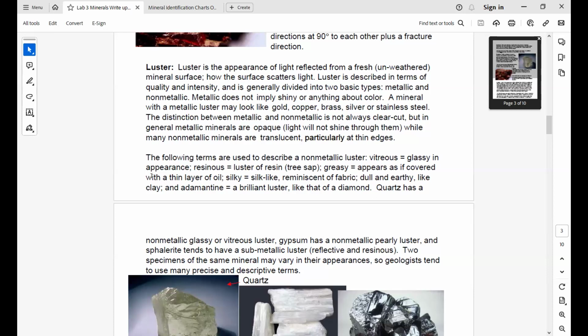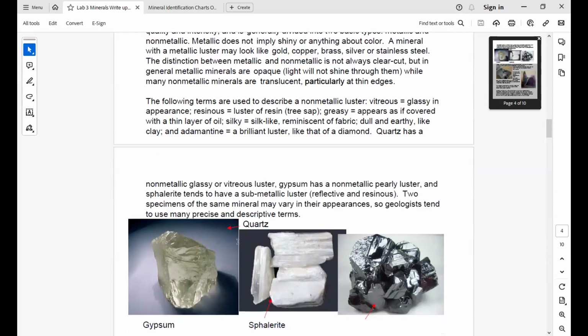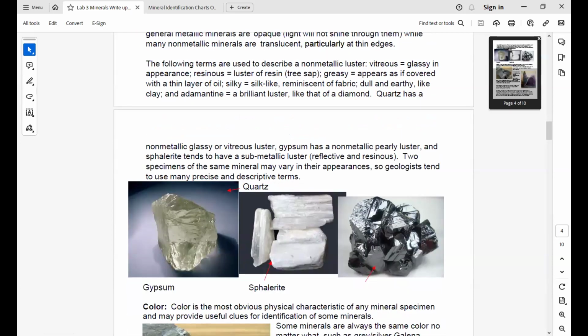Pearly, you know, it has that appearance of pearls. Adamantine is a really brilliant luster, like that of a diamond. Quartz has a non-metallic glassy or vitreous luster. Okay, here's quartz.